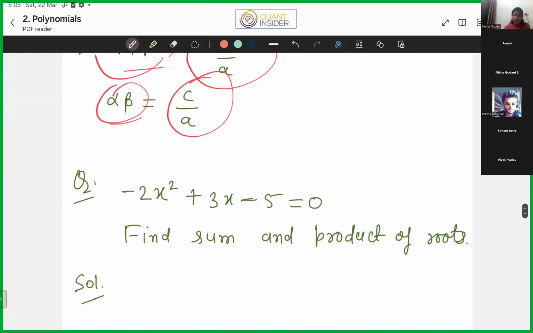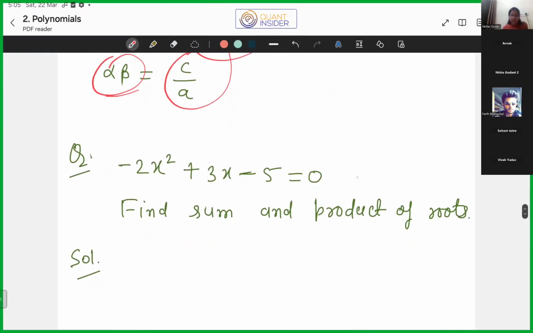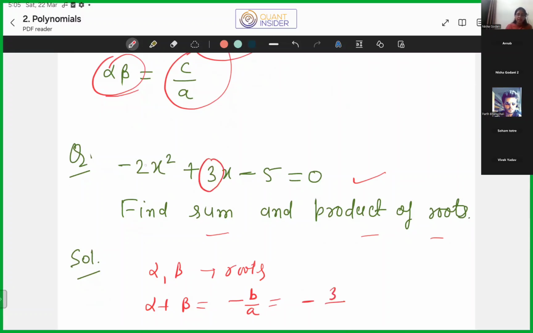For example, in this question you have been given this quadratic equation, and you have to find the sum and product of roots. If alpha and beta denote the roots of this equation, then what will be the sum? The formula is minus b upon a. So what is b and what is a here? b is 3, the coefficient of x. a is the coefficient of x square, so a is minus 2. So you have 3 by 2. This is the sum of the roots.